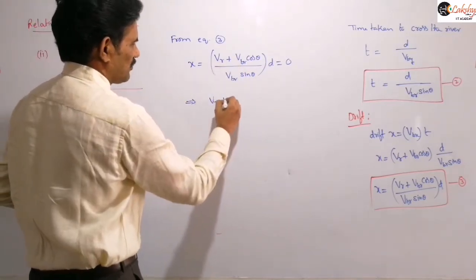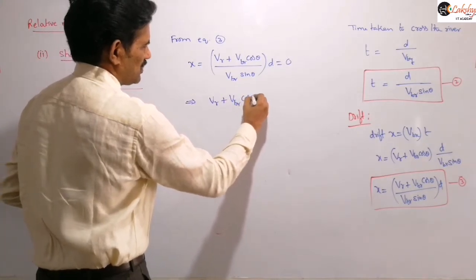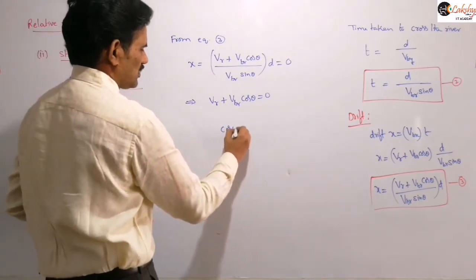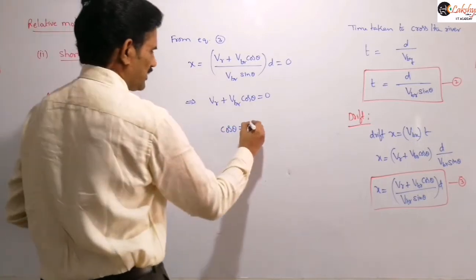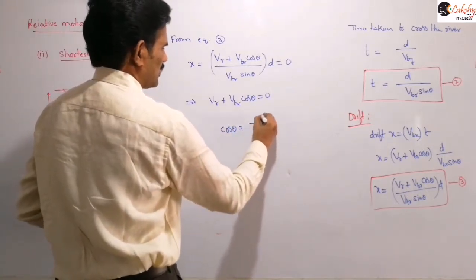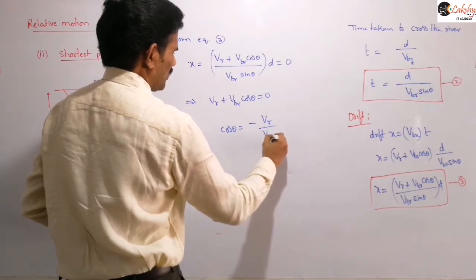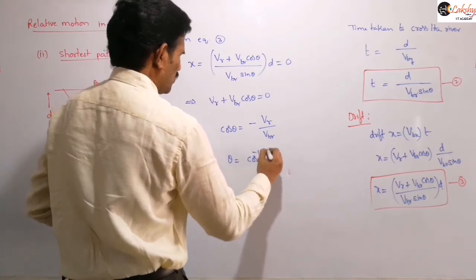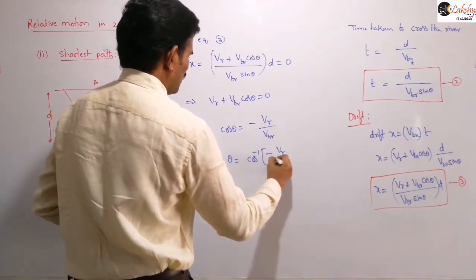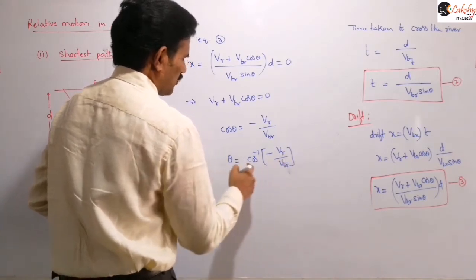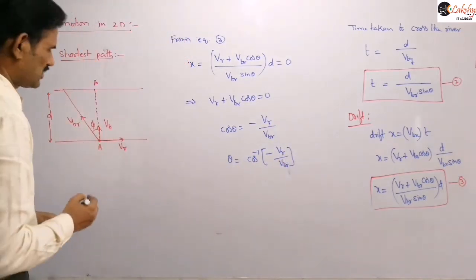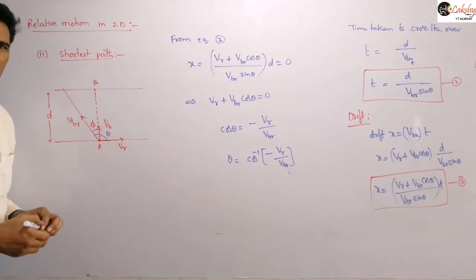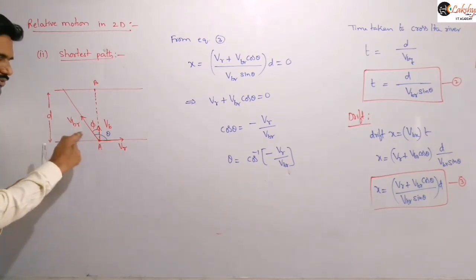So therefore VR plus VBR cos theta should be equal to 0, right? Or from this we can write cos theta is equal to minus VR by VBR. Therefore theta is equal to cos inverse of minus VR by VBR. Now what is the meaning of this theta? You should observe that theta value clearly here. So this total angle between VBR and VR is theta, right?